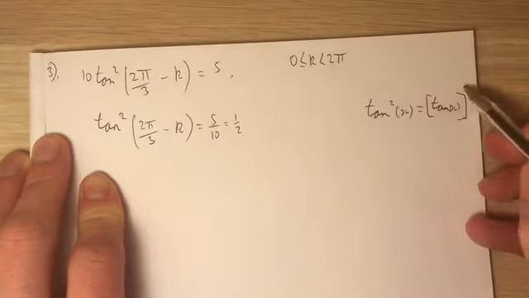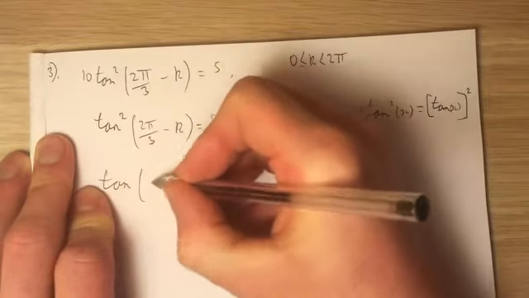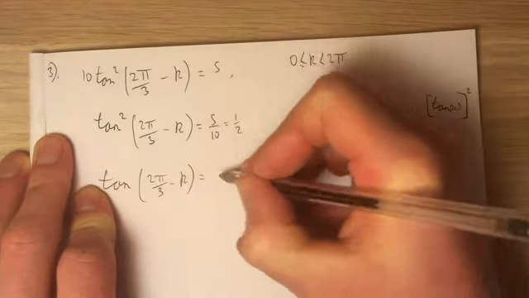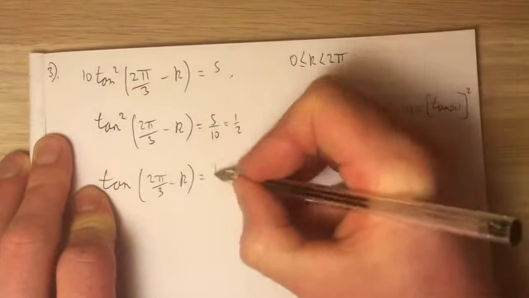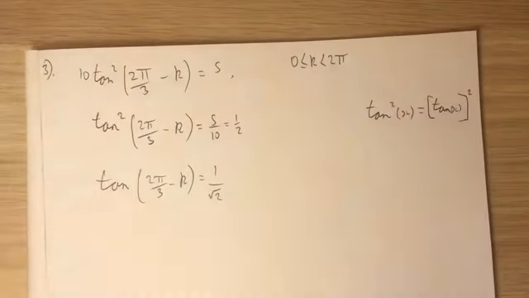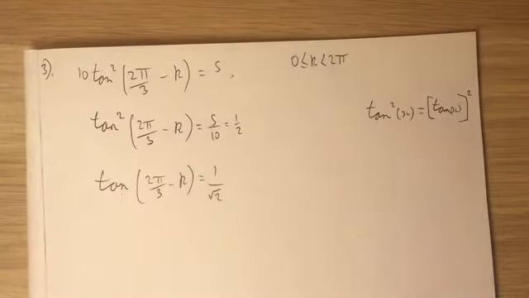So how do I get rid of it? I square root the whole thing. Square root the whole thing, please. Tan of 2 pi over 3 minus k is going to be square root of 1 is 1, square root of 2, 1 over root 2. Some messy number. Okay. Now I'm dealing with tan on its own. I'm dealing with the tan graph.